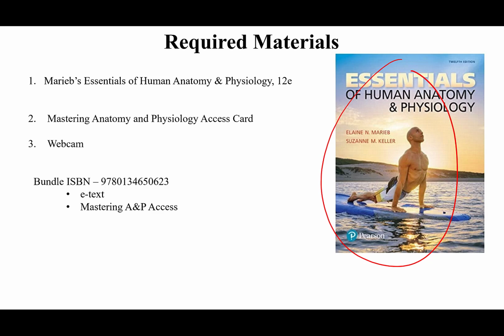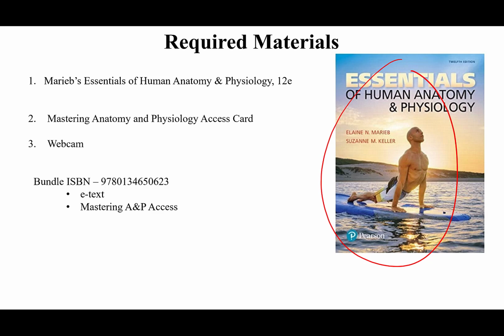This access card will give you access to mastering, where you do all of your homework. Well, not all, but most of it, majority of it. Mastering homework is about 25% of your grade. If you don't get this access card, the max percentage that you can earn from this course is about 75% without any extra credit, which is a C.